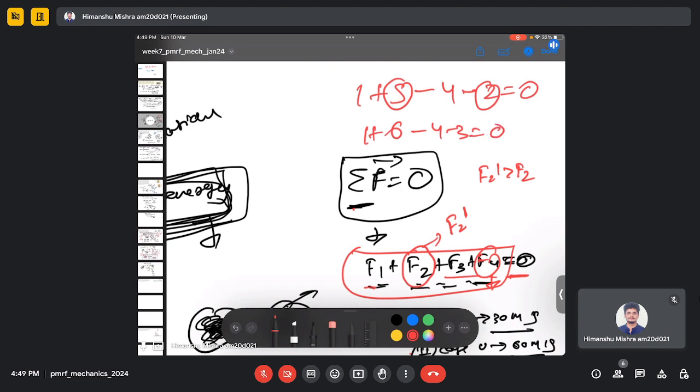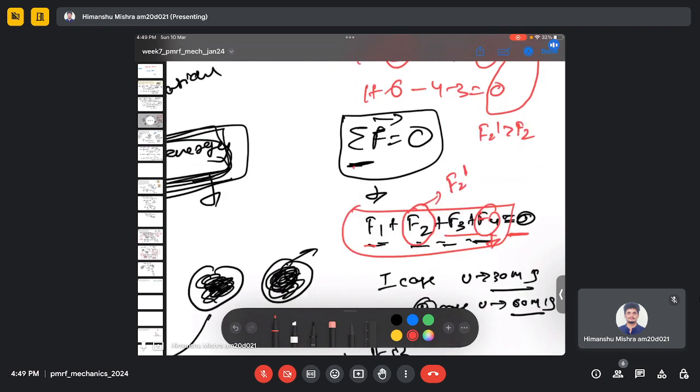So you can see the final state is the same. The summation of force is 0 only. And there is an increment in some component of force, which is F2, but at the same time there will be a decrement in some other forces, because the summation of force is 0.